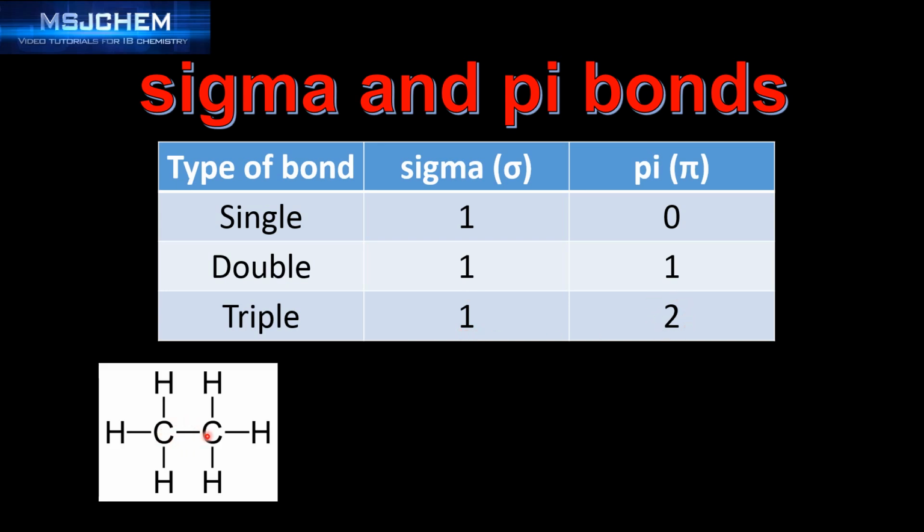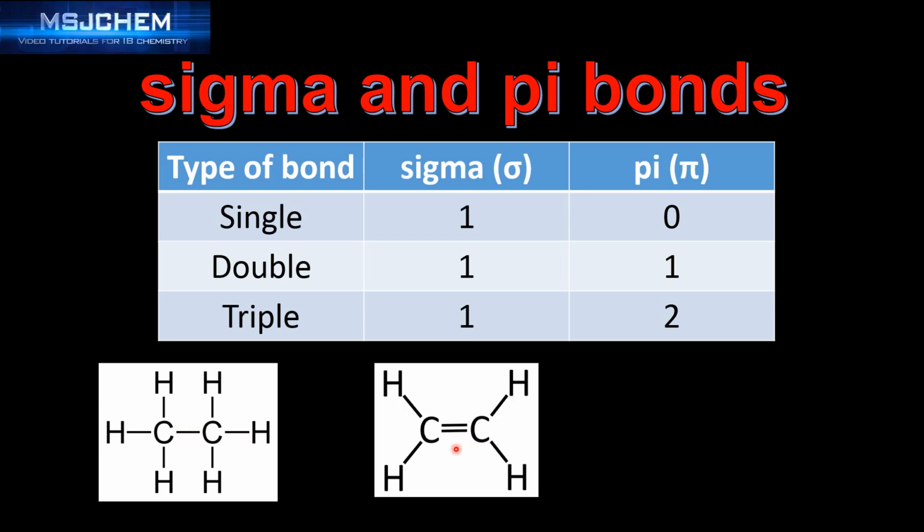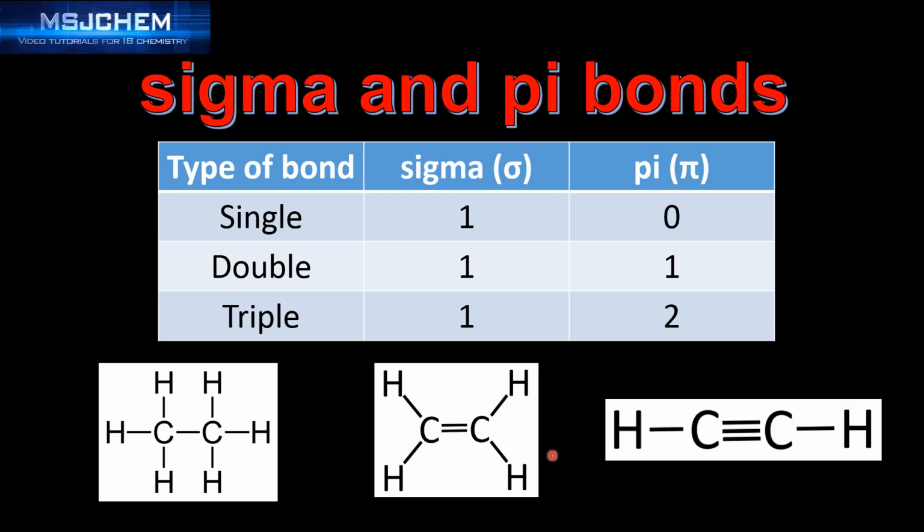So in the ethene molecule, the carbon-to-carbon single bond is composed of one sigma bond. In ethene, the carbon-to-carbon double bond is composed of one sigma and one pi bond. And in ethane, the triple bond between the two carbon atoms is composed of one sigma and two pi bonds. That's all from this video.